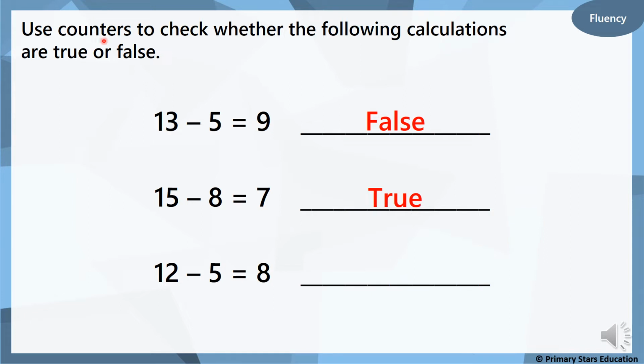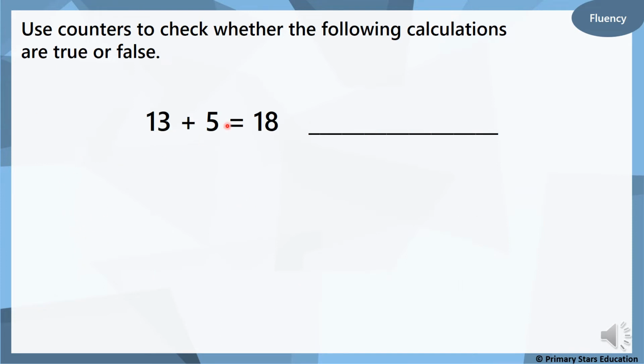Okay, so you need your counters again. And this time you need 12 and you're taking away 5. And let's see what the answer is. So once you've got your 12, I want you to subtract 5. How many do you have left? What's the answer? Yeah, it is false because the actual answer is 7. Good, well done.